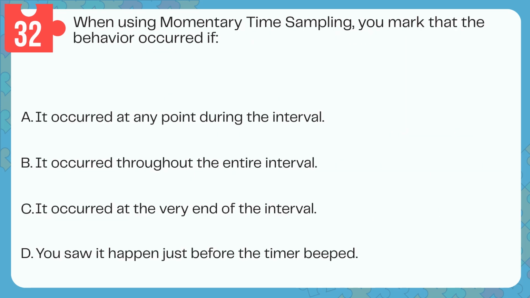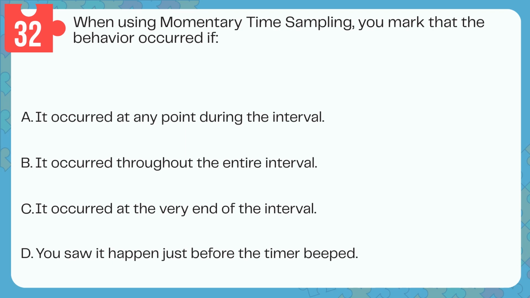Question 32. When using momentary time sampling, you mark that the behavior occurred if A, it occurred at any point during the interval. B, it occurred throughout the entire interval. C, it occurred at the very end of the interval. D, you saw it happen just before the timer beeped.